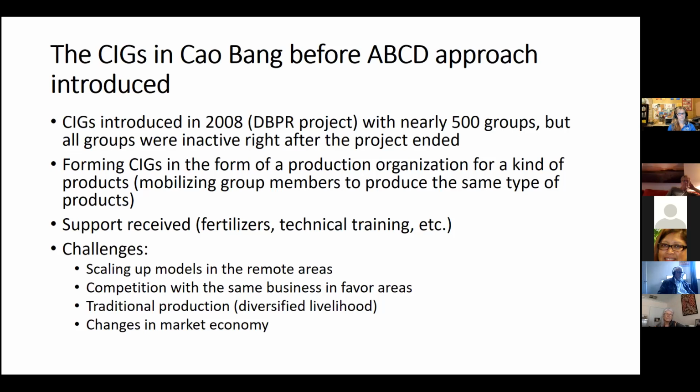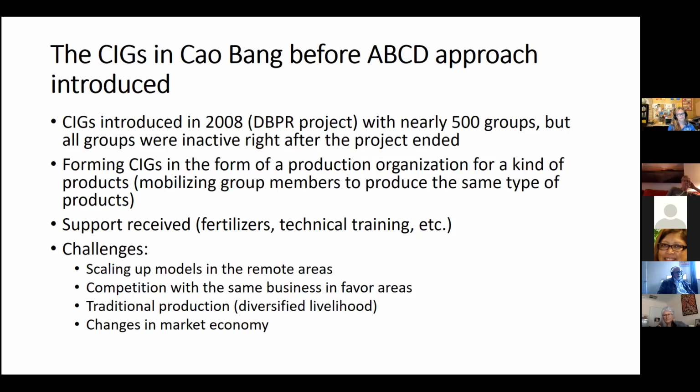However, the challenges for the CIG from the first phase still remain. The project leaders think there are a lot of challenges in developing CIGs in the previous way. Scaling up the model in remote areas is not easy. They believe the CIG is a way to group the poor together in one group, because a group of people can do better than one. So they think grouping people together can help them in agricultural production, help them access the market and compete with other businesses in the same areas. But it's still very difficult to implement in reality.